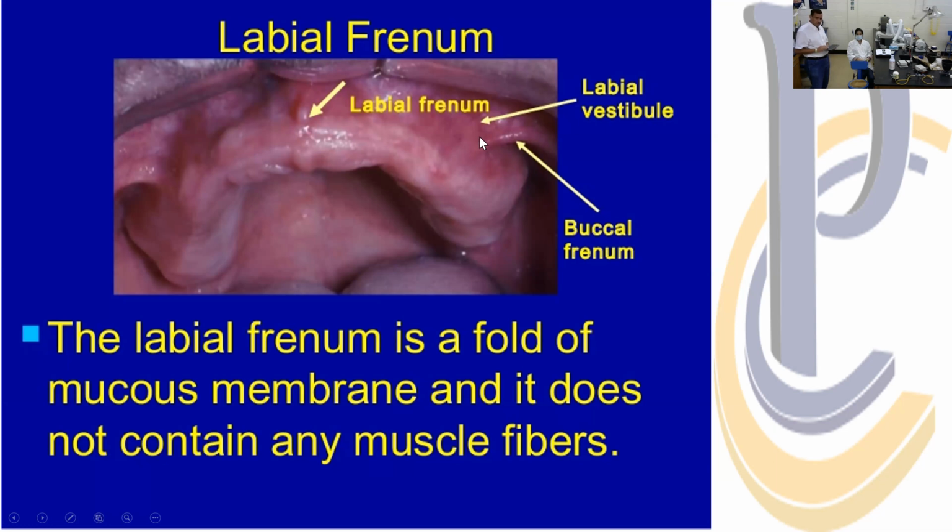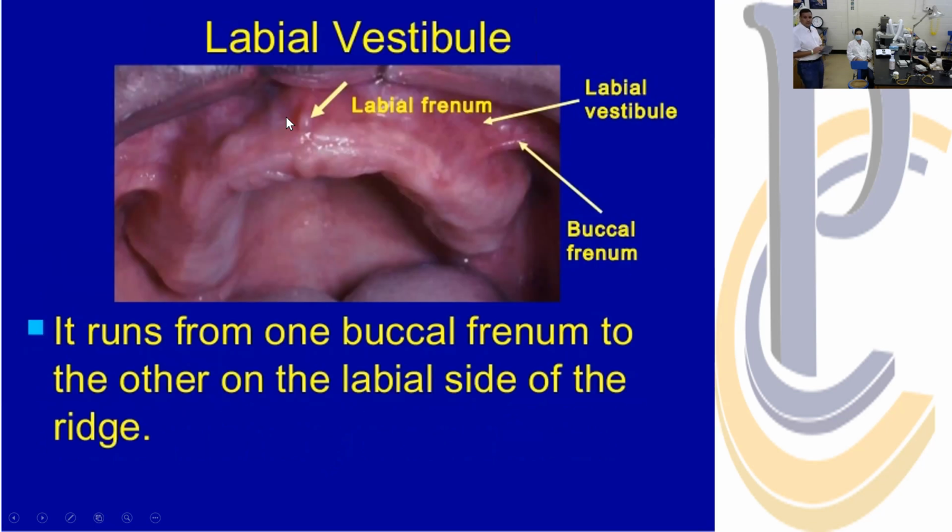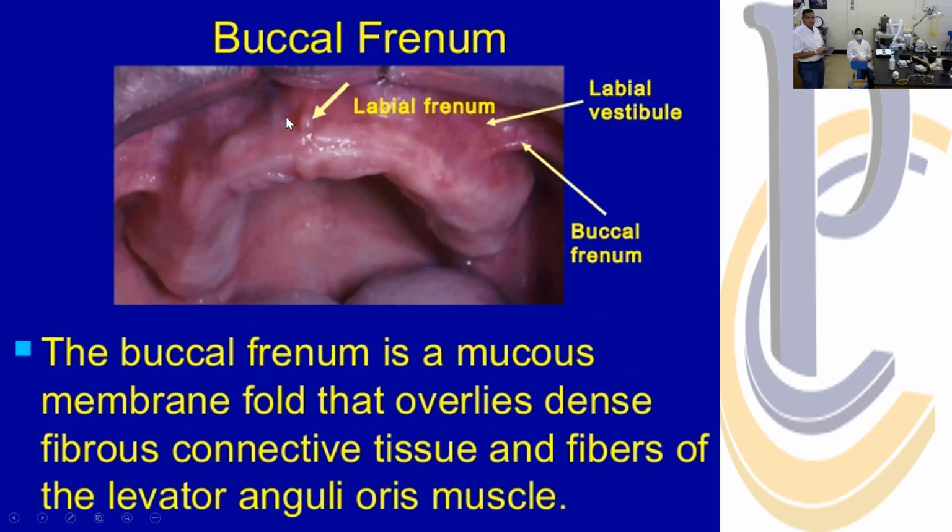But in this location, we can make a V shape in the denture flange. We shouldn't cut them. Can you see? This is the denture. We make a V shape to prevent cutting them. This is the labial frenum, and the buccal frenum.